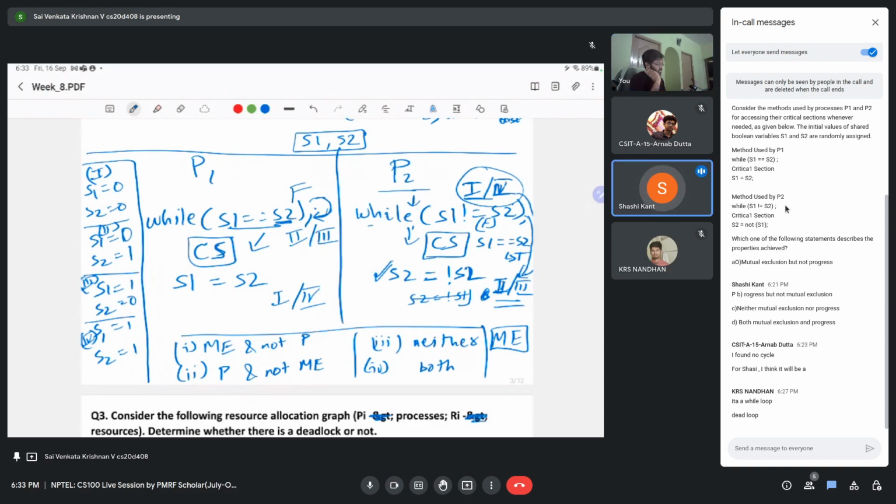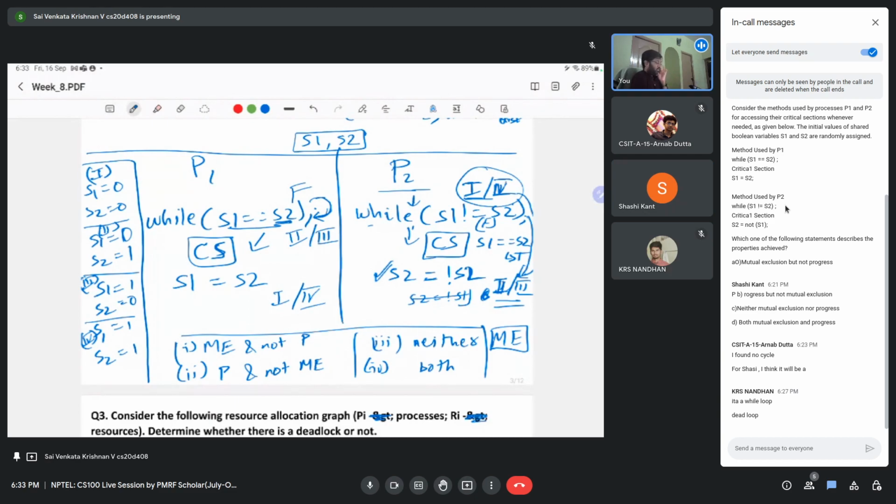No, I want to know. While they're saying that S1 is not equal to S2, when they are the same, P2 can enter the critical section, right? P2 can enter the critical section when both are not equal, right? When both are equal, P2 can enter.